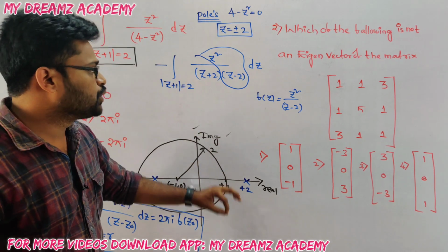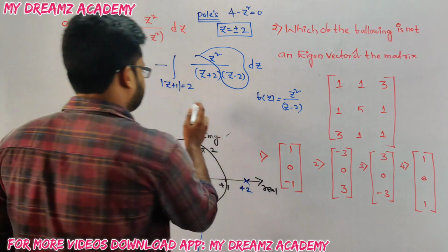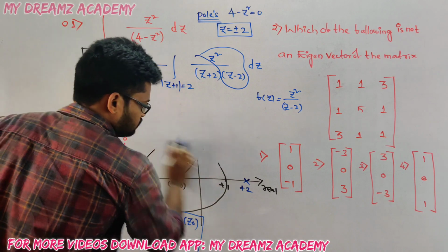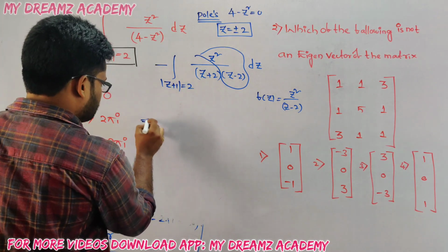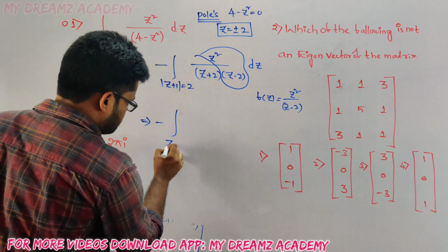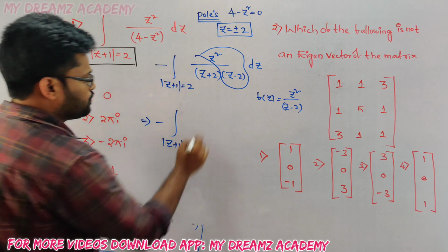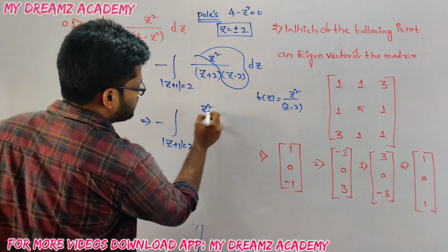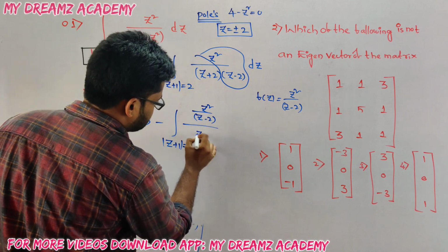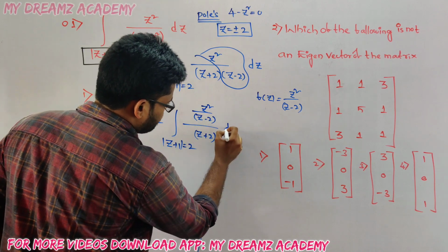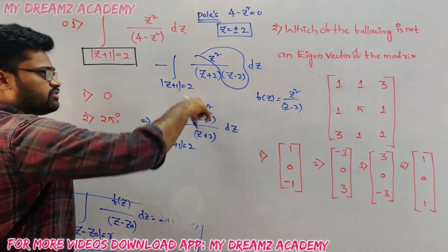So we need to add that term to the function. So now minus z plus 1 is equals to 2, z square divided by z minus 2 and z plus 2 dz. So substitute z is equals to minus 2 in the function.